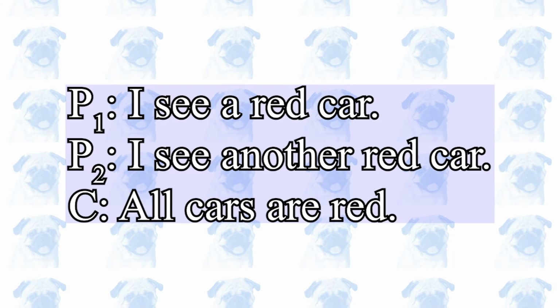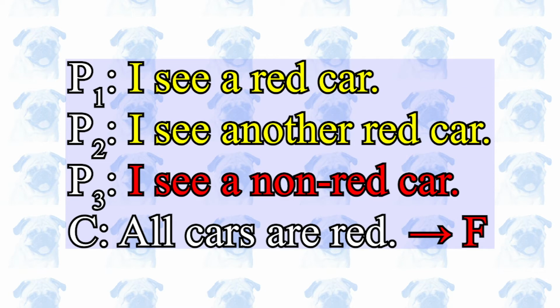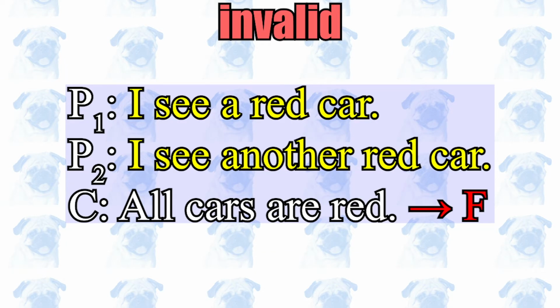3. I see a red car. I see another red car. Therefore, all cars are red. The first two statements are statements of observation that report the existence of two red cars. However, just because you see two red cars doesn't mean that all cars in existence are red. In fact, the next car you see may well be a non-red car. Therefore, this argument is invalid.